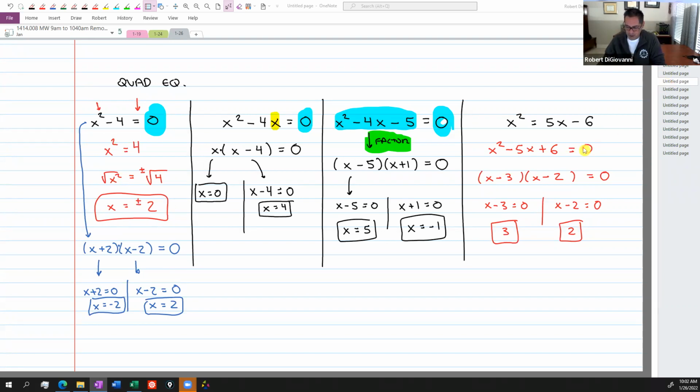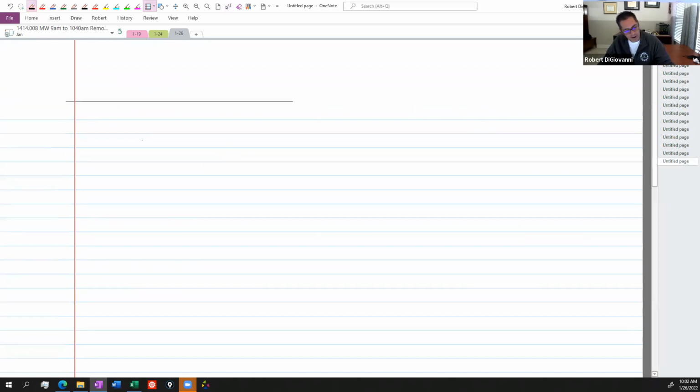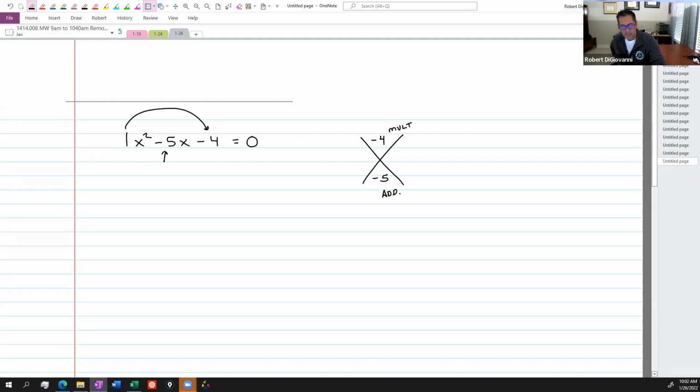I want to do one more. Sorry. I said I wasn't going to do one more, but I want to do one more quadratic. What if we had x squared minus 5x, and then how about minus 4 equals 0? So if you try and do this using that method where you take the number in front here and you multiply and you get -4 here, and then you put that number in the middle down here, -5. You try and come up with two numbers that multiply to be this and add up to be this. Can you actually find those numbers?